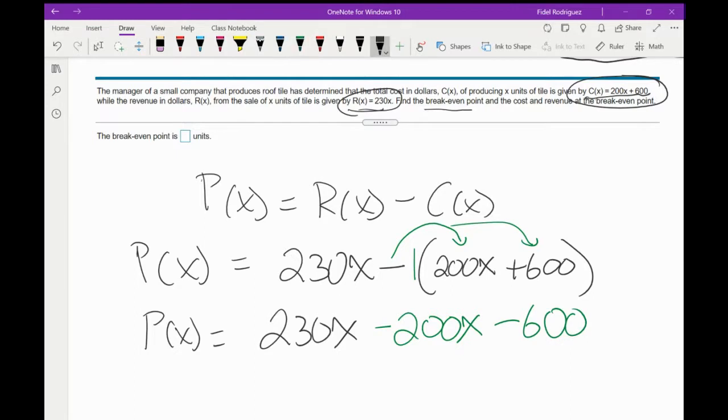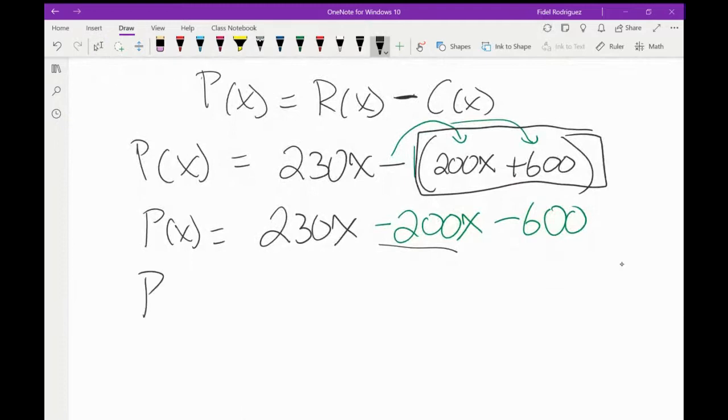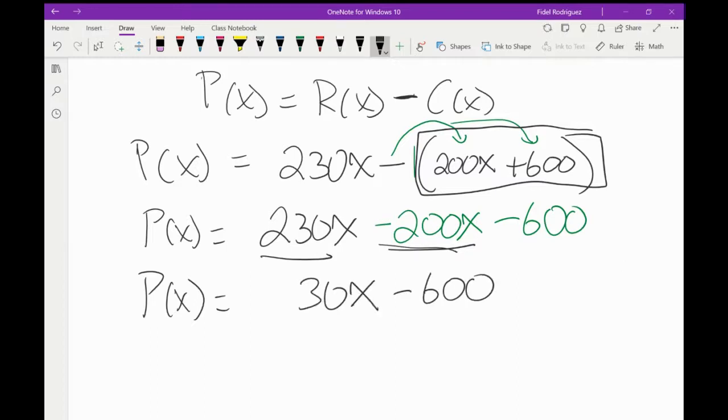So guys, before I go on, I really want to emphasize that when I do my subtraction here, this piece here always has to be in parentheses, because if it isn't, then the only part that gets the minus is that part. But this one also has to change as well. Okay. And then so now what I'm going to do, I'm going to say, look, what's our profit equal to? Well, 230x minus 200x is just 30x minus 600.